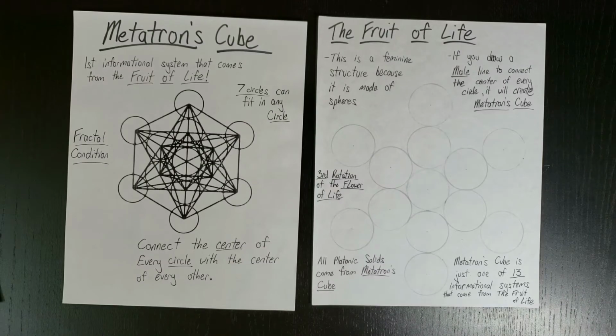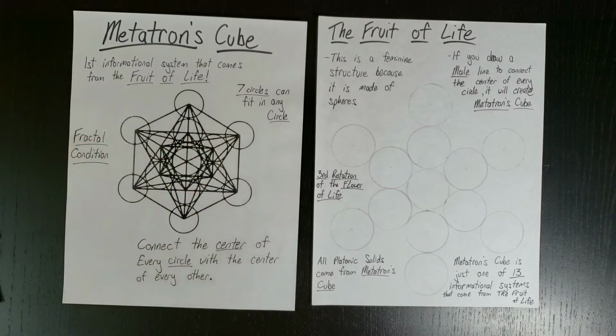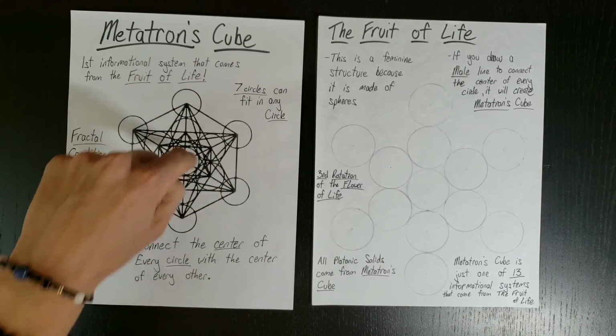Metatron's cube is the first informational system that comes from the fruit of life and is created by drawing a straight line between the center of every circle. Now this actually creates two sets of Platonic solids. So the bigger one and then the littler one right there. This is described as a fractal condition, and it means that the shape can be built on top of itself and within itself. It's also an eternal truth that 7 circles can fit within any one circle. This means that any circle or sphere contain all the components for the foundation of the fabric of our reality, because there's 7 circles right here, and that gives us one set.